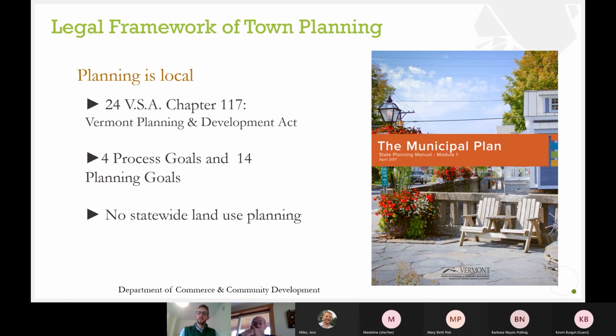And so really what this means is that each of Vermont's towns has an outsized role in determining the future of Vermont's landscape. I'll just briefly mention that there's a great resource available from the state, the Municipal Plan State Planning Manual. Jens is going to put a link to that in the chat, but it's got a lot of great information about process and how you go about creating a high quality plan.